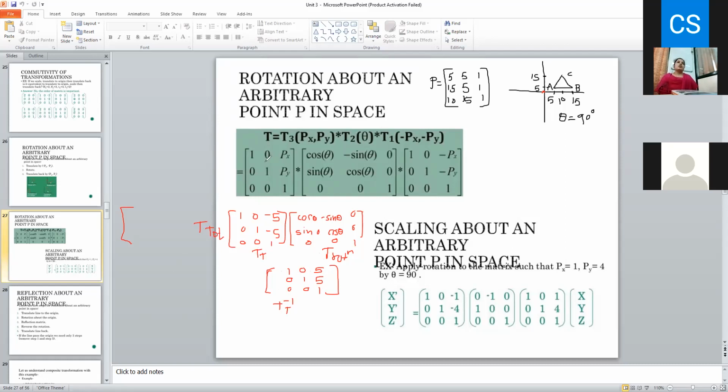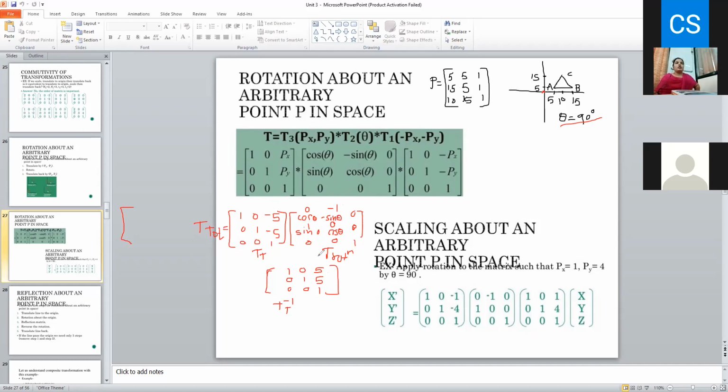So what is T total? It is T translation into T rotation into T inverse translation. So here T translation, T rotation, and T inverse translation are the 3 T matrices. So I will replace here cos theta. Theta is 90 degrees. So cos of 90 is 0. Then sine of 90 is 1. So minus 1. Then sine of theta is 1 and cos theta is 0. So this is the T total matrix.